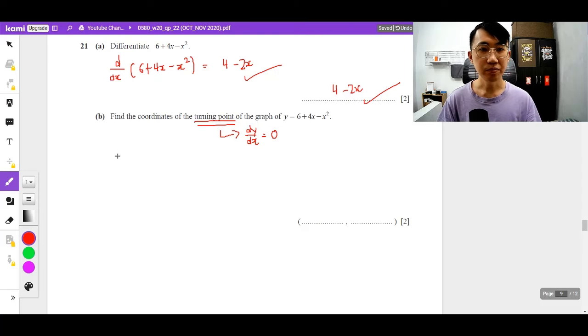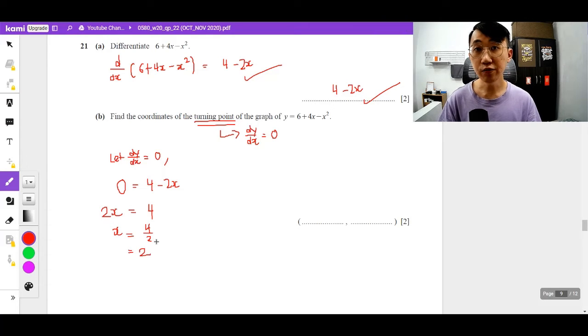So let us start. We already differentiated just now, remember our differentiation just now, 4 minus 2x, okay? So that's actually your dy dx. Let dy dx equal to 0 for turning point. So 0 equals to 4 minus 2x. Now move negative 2x to the left hand side, become positive 2x. Okay, see that? Now bring down your 2 to become divide. So 4 over 2 will be 2. Now you found the value of x, right?